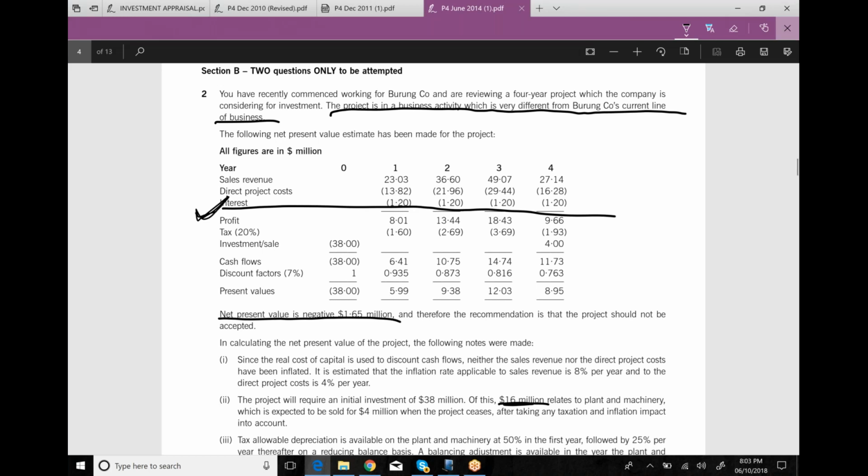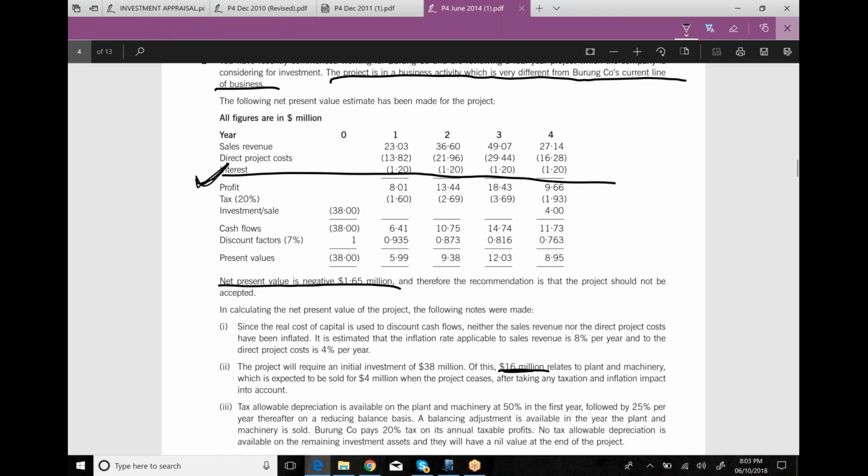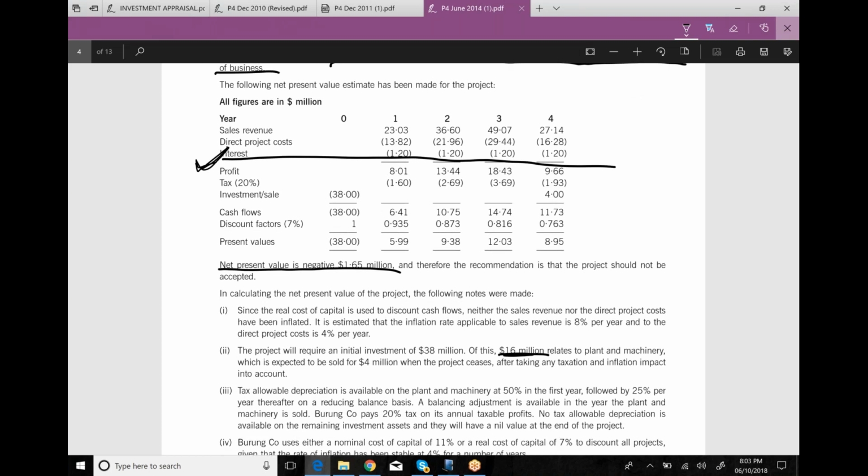The project will require an initial investment of 38 million. Of this, 16 million relates to plant and machinery, which will be sold for 4 million when the project ceases, after taking taxation and inflation impact into account. So for this project, you need a total investment of 38 million, and out of this 16 million is required for plant and machinery. Then plant and machinery will be sold for 4 million. This is your scrap value.